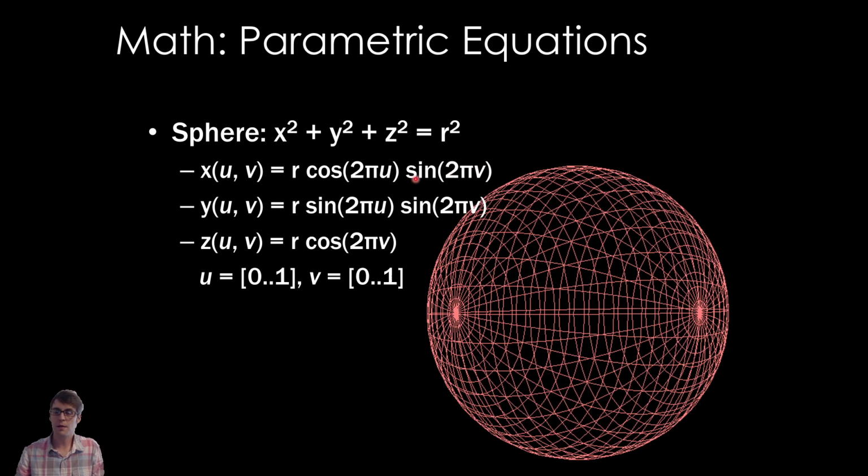A sphere is the same thing. We can do all the math, we can figure out the parametric function, and instead of t, because the sphere is in 2 dimensions, I use u and v. So as I go from 0 to 1 in u and 0 to 1 in v, I can get a sphere.